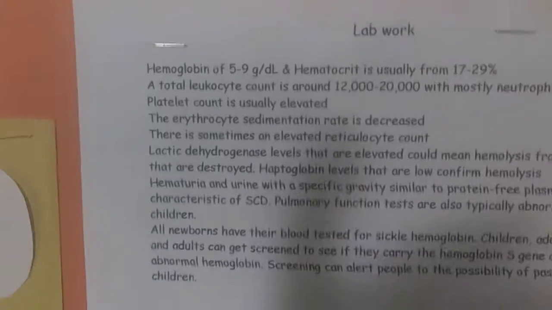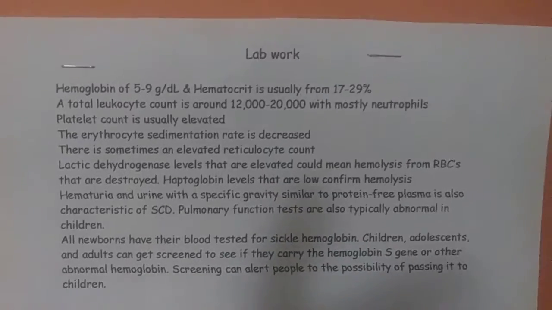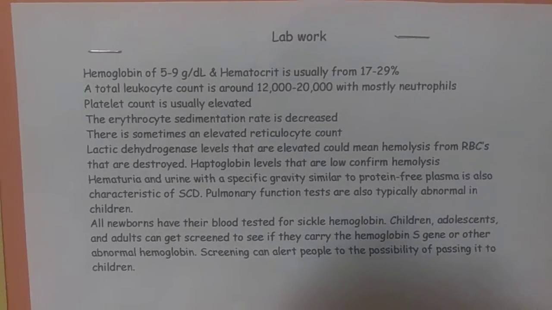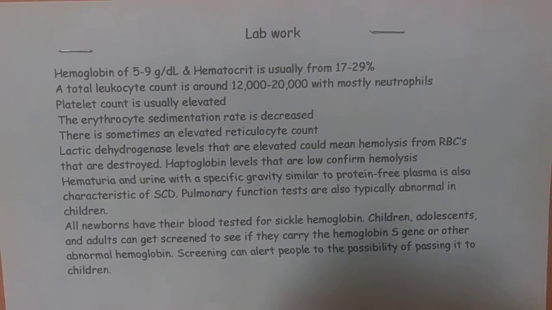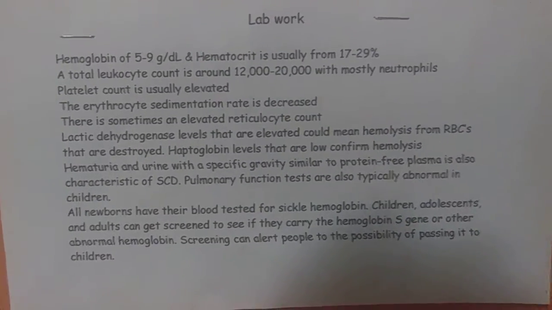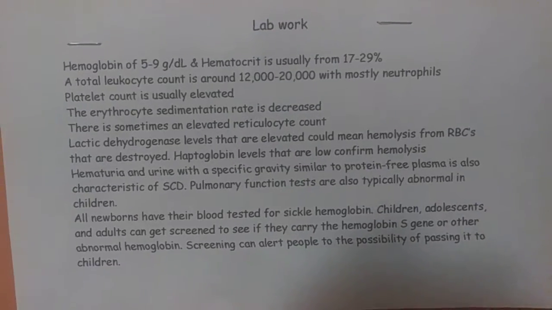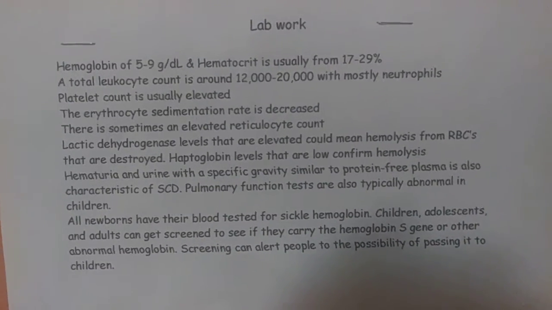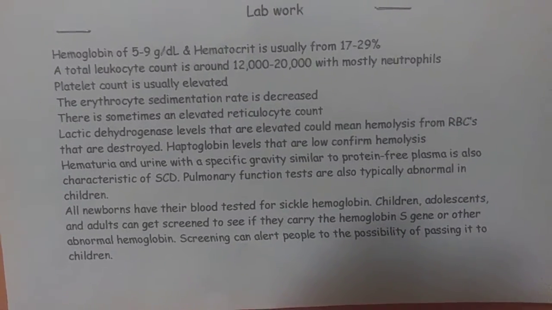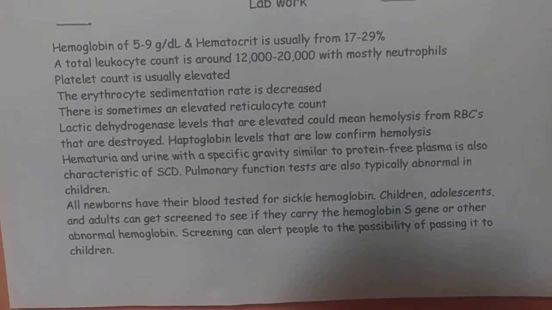Some of the labs you would typically see with sickle cell patients are low hemoglobin and hematocrit levels. A total leukocyte count is usually around 12,000 to 20,000, with mostly neutrophils. Platelet counts are usually elevated. The erythrocyte sedimentation rate, or ESR, is usually decreased. There is sometimes an elevated reticulocyte count. Elevated lactic dehydrogenase levels could mean hemolysis from red blood cells that are destroyed. Low haptoglobin levels confirm hemolysis. Hematuria in urine with specific gravity similar to protein-free plasma is also characteristic of SCD.